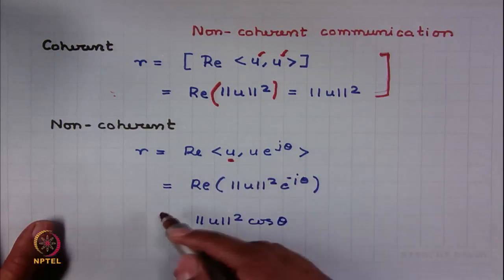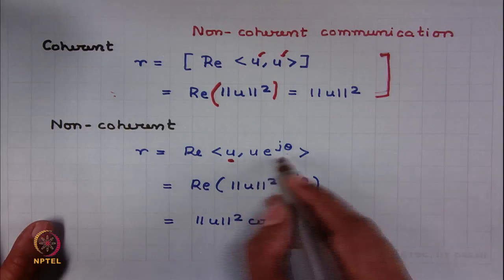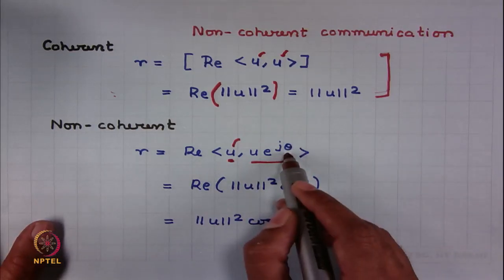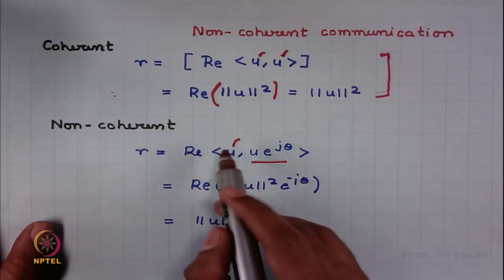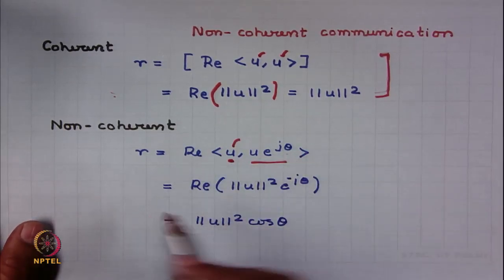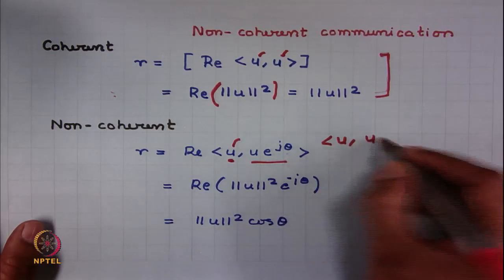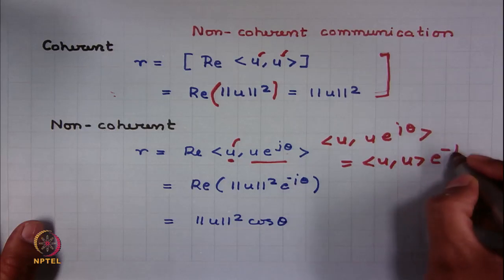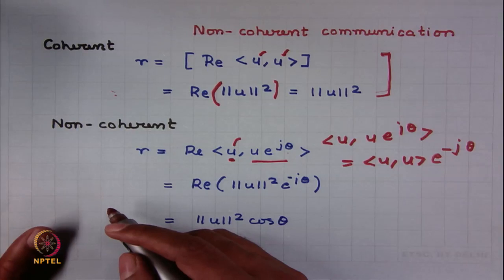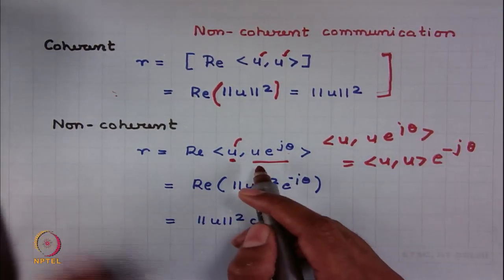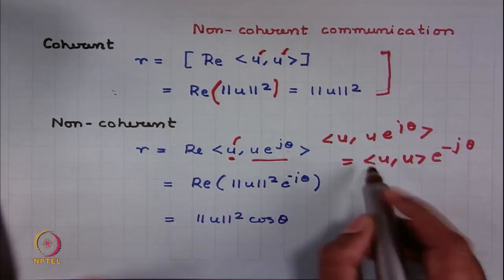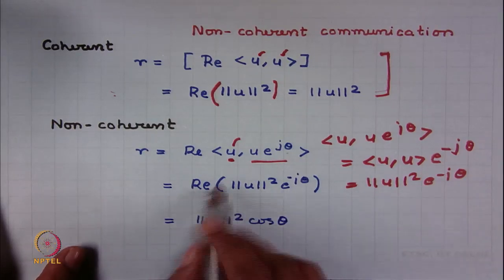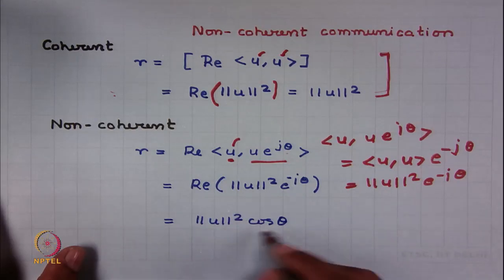Here the received signal might be at a certain phase offset from the signal in the signal set. Let us assume that this is the signal from the signal set, this is the received signal, and the received signal is offset by a phase of theta from the signal in the signal set. When we take the inner product of u with u e to the power j theta, it is simply inner product of u with u multiplied by e to the power minus j theta. We have seen in the first week itself that this inner product is an Hermitian bilinear operation. So, we know that this is norm square of u multiplied by e to the power minus j theta, and if I take the real part of this, I simply get norm square of u multiplied by cos theta.